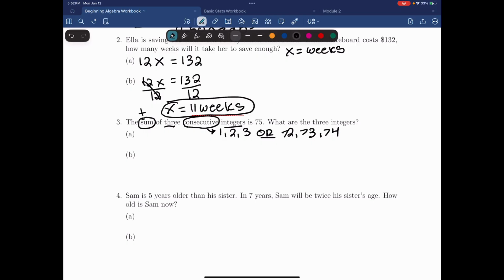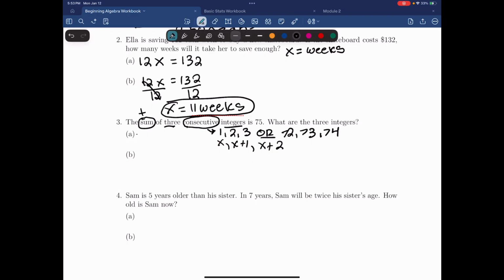So if we want to represent this algebraically, let's say x represents the first consecutive integer, for example, 1. So our second consecutive integer would go up by a value of 1, so we're going to do x plus 1. And then our third consecutive integer goes up by a value of 2, so we're going to do x plus 2. So this here represents our 3 consecutive integers algebraically.